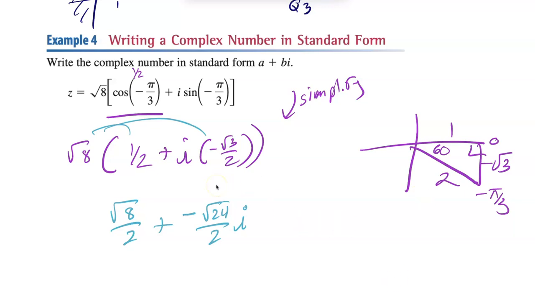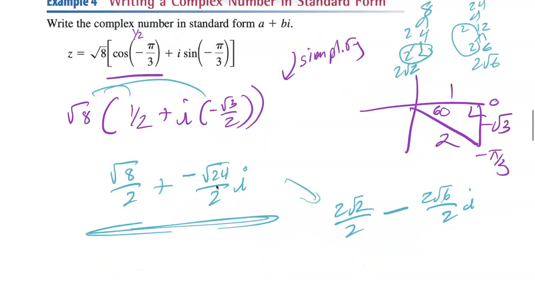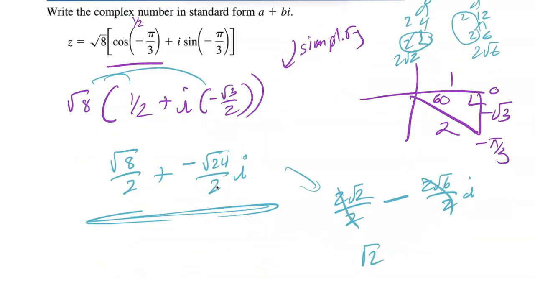I could break down 24 if I really want to, right? 24 is 2 times 12, 2 times 6, so 2 square root 6. It's about the same though. You can also do this: I also break down radical 8 actually. 8 is 2 times 4, 2 times 2, so 2 square root 2. I should break down both of them honestly. 2 square root 2 over 2 minus 2 square root 6 over 2 i. These reduce and you get square root 2 minus i square root 6. That's the best possible answer, not this stuff here. But that's all you do, just simplify it.